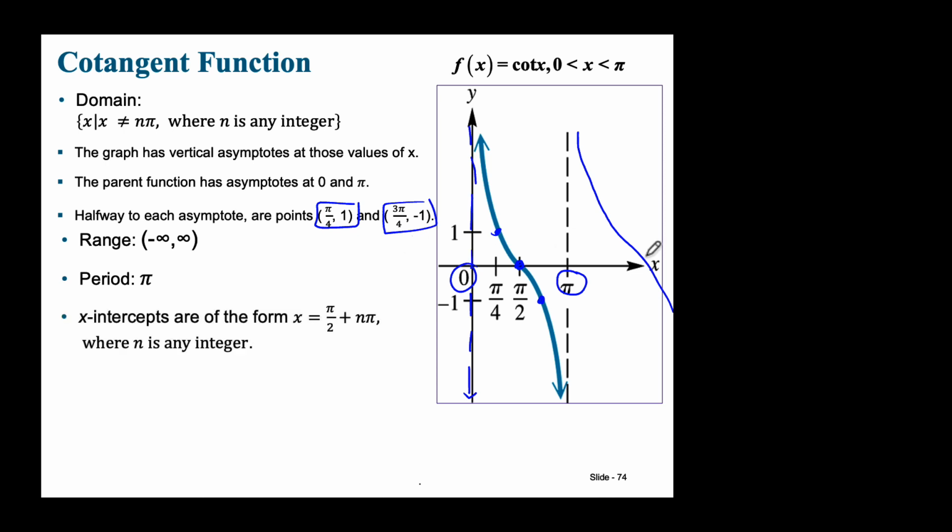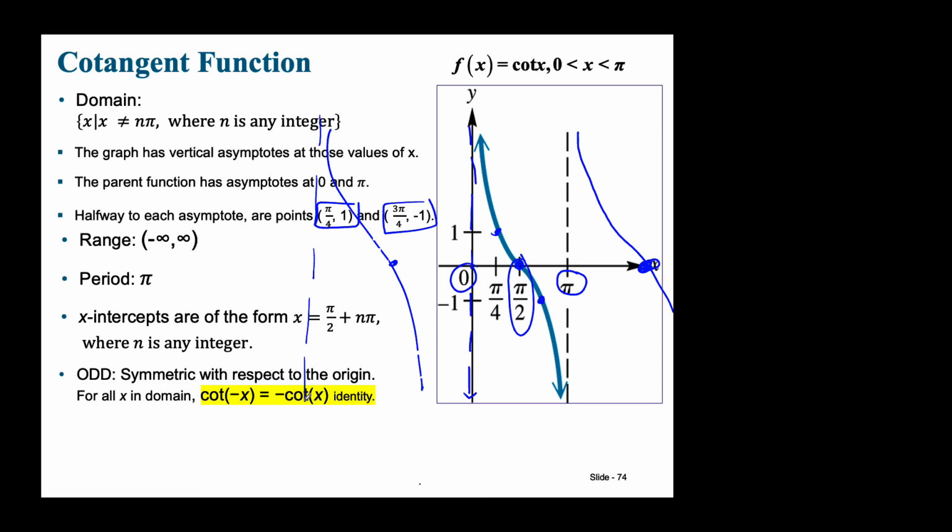The x-intercepts, in this one we just have pi over 2. X-intercepts are of the form pi over 2 plus any integer times pi. So it's going to intercept, the next one would be like here. And there'd be one over here too if we were drawing multiple periods of cotangent.